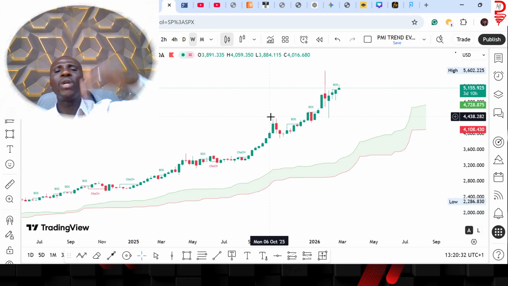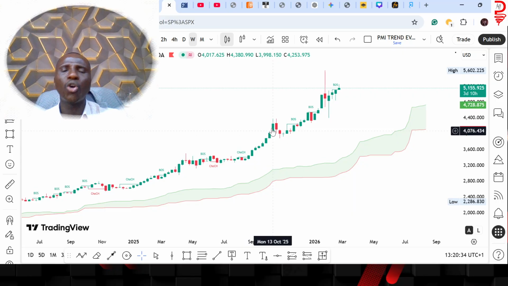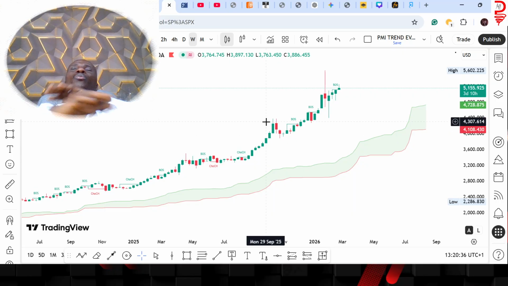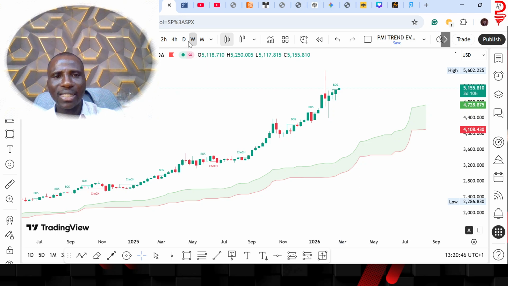So anytime we have the price above the cloud on the weekly, we are only going to be buying. And of course, the reverse is the case. Once we have the price below the cloud on the weekly, we are going to be selling. You see it now. So that is the second condition.